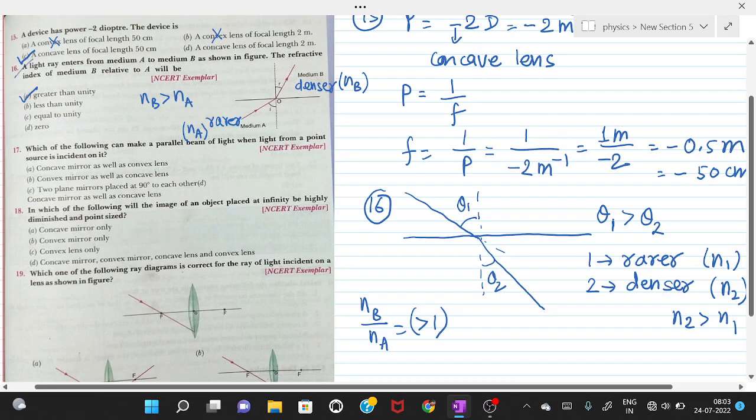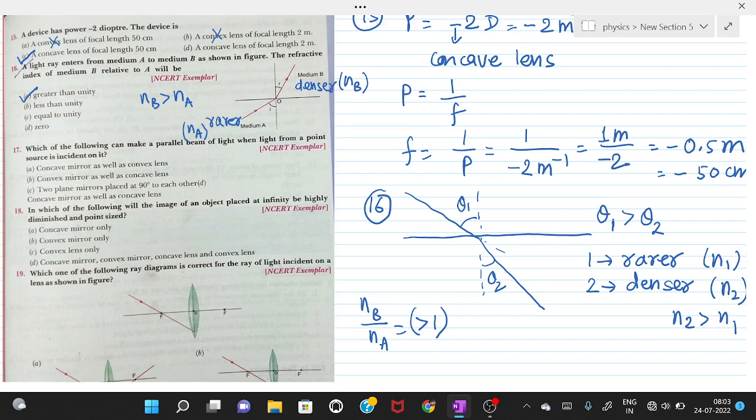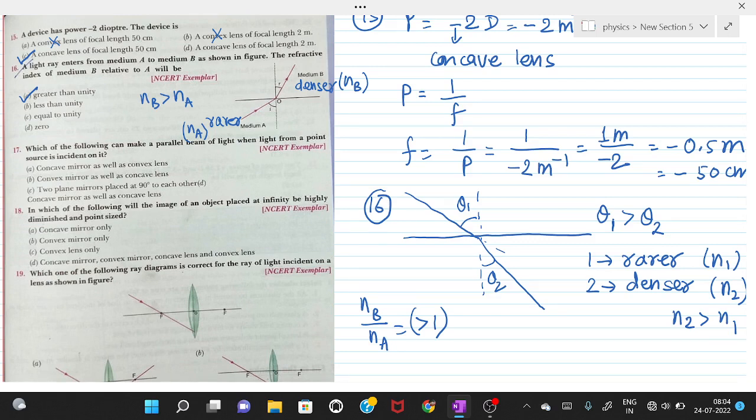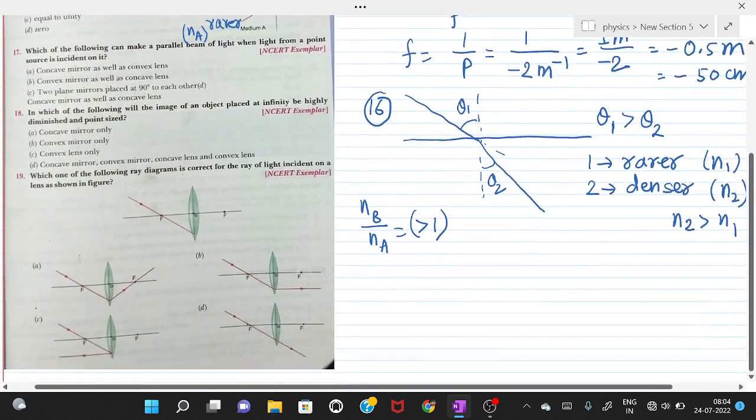Now read question number 17 here. Question number 17 is: which of the following can make a parallel beam of light when light from a point source is incident on it? Okay, so my dear, question number 17.